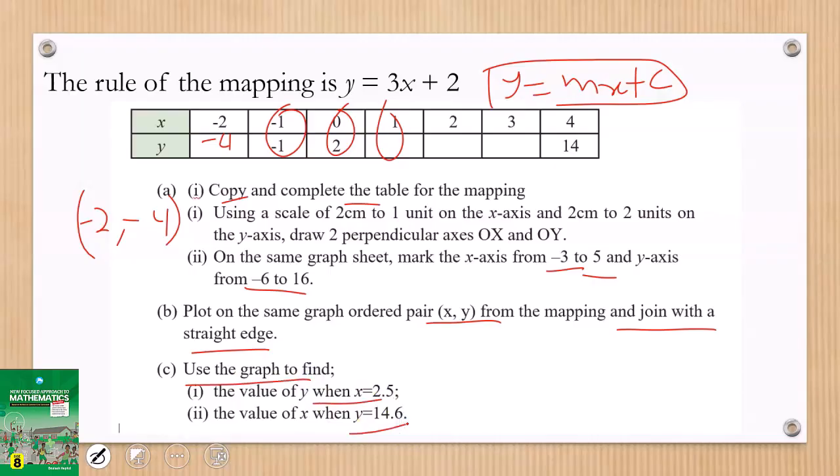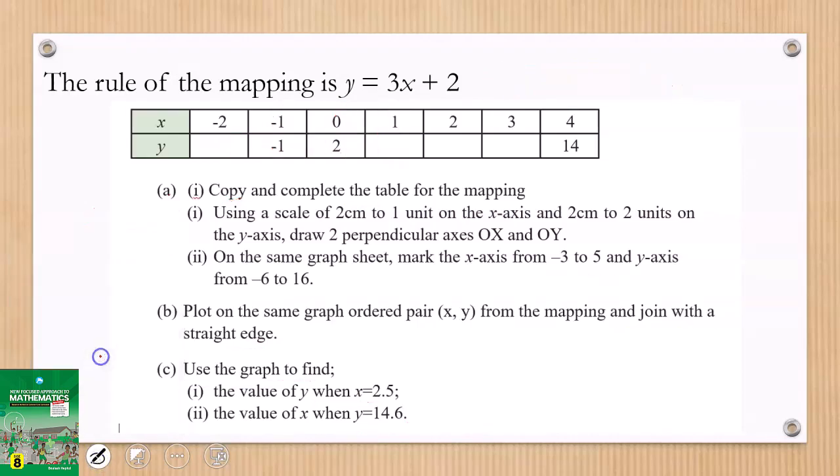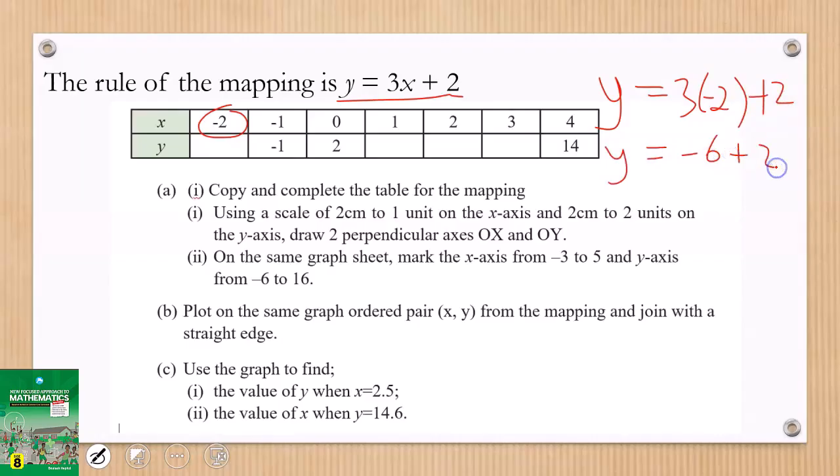Now, first of all, we need to get the table completed. So given y = 3x + 2, when x is -2, what will be y? So y will be equal to 3 times -2 plus 2. And when we simplify that, we have -6 plus 2. -6 plus 2 will give us -4. Then we put -4 over there.